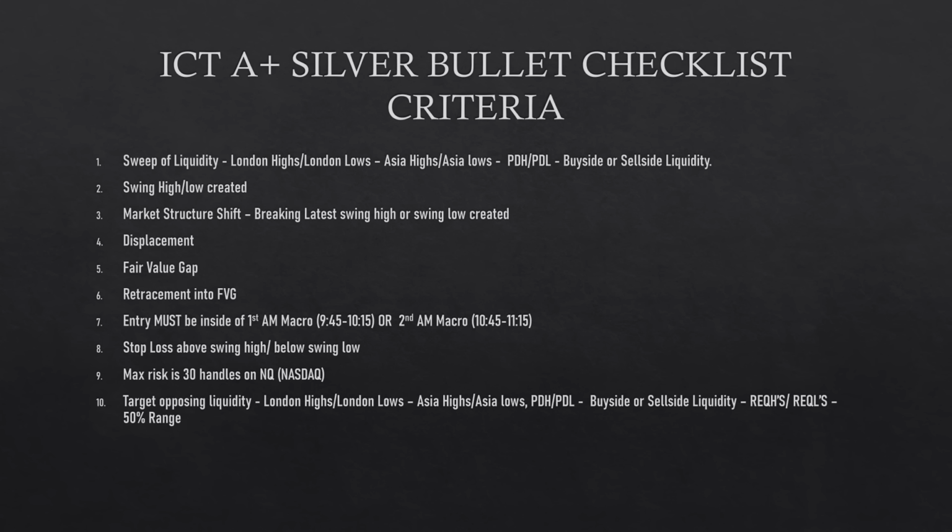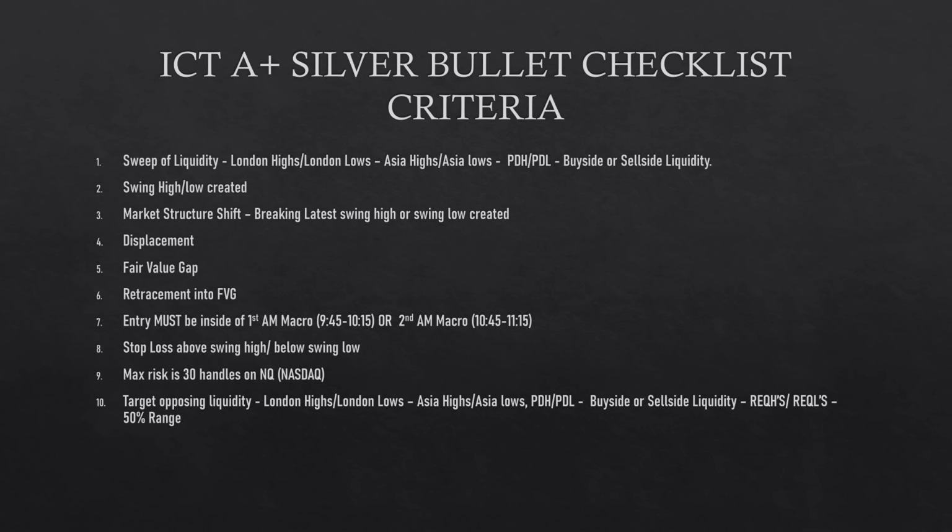Checkpoint number 10. What are we targeting? Where do we take our profit? We're targeting opposing liquidity. That could be London highs or London lows, Asia highs or Asia lows, previous day highs or previous day lows, any sort of buy side or sell side liquidity, whether that being minor buy side or sell side liquidity, relative equal highs or relative equal lows.